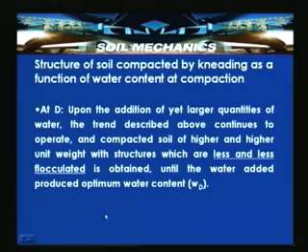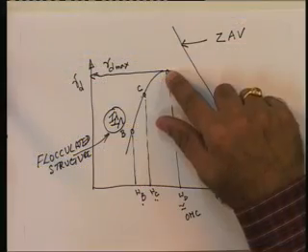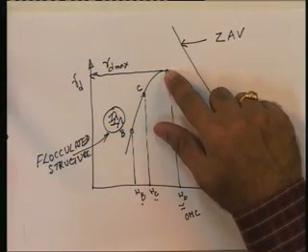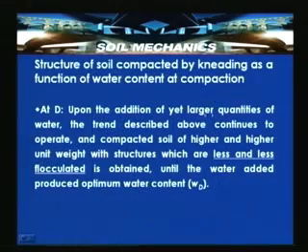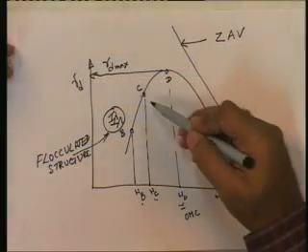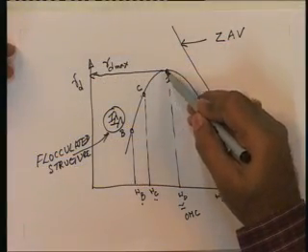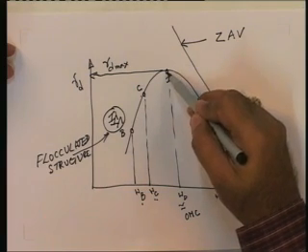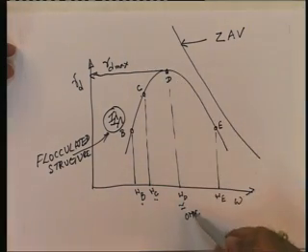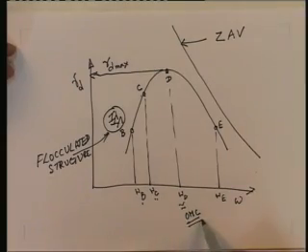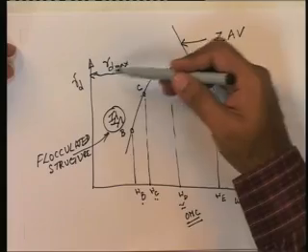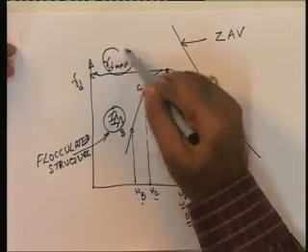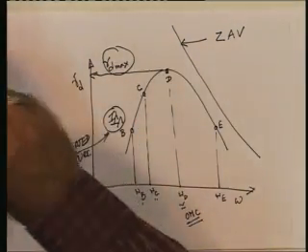Now, let us go to point D, which is the maximum dry unit weight and optimum moisture content. At point D, we started increasing water gradually and reached the peak. So, this point is the optimum moisture content for this soil, and the vertical ordinate here is the dry unit weight, which is gamma d max, the maximum dry unit weight.